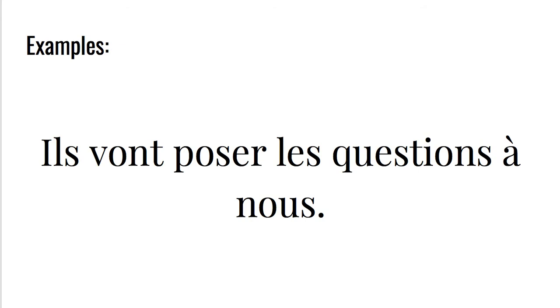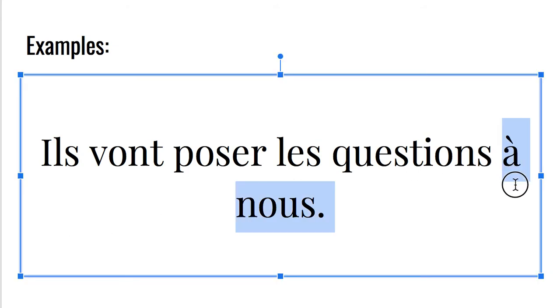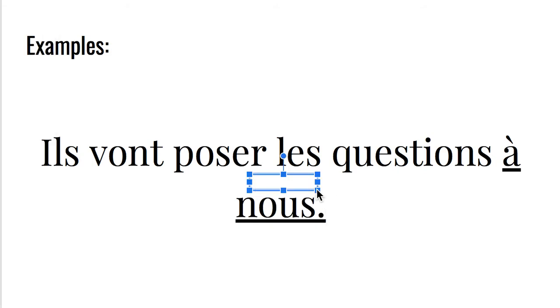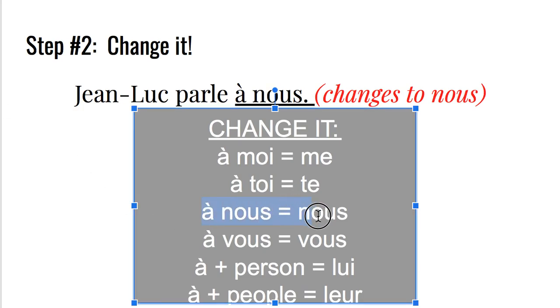Once again, maybe pause the video, see if you can figure it out yourself, and then come back and listen to the explanation. So, ils vont poser des questions à nous. So they are going to ask us questions. Looking at my sentence, once again, pretty easy to pick out that à nous is my indirect object. Then I need to decide what I'm going to change that to. So I am going to change the à nous to nous. And once again, where am I getting that? I'm looking back at that chart here on slide 7. À nous changes to nous. That's how I'm figuring these out.